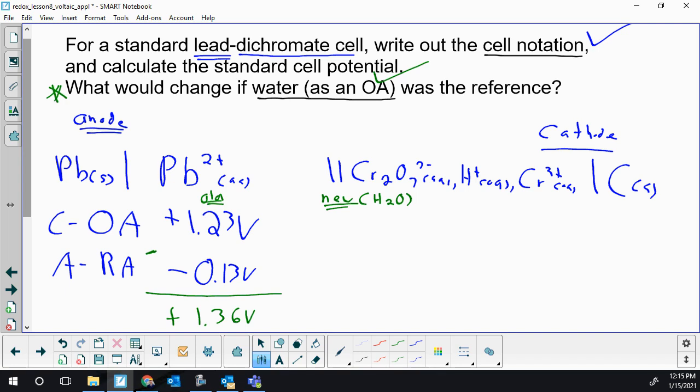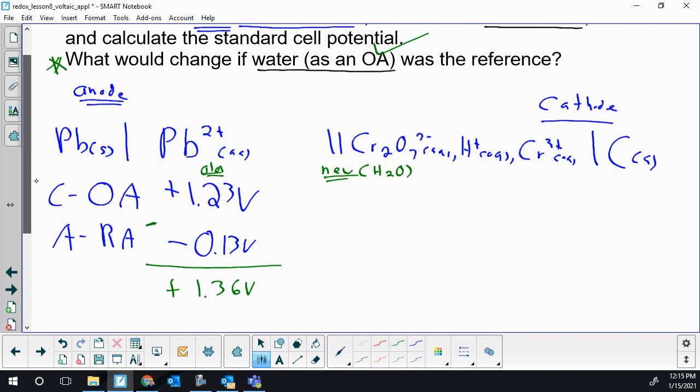So let's mark that in our table. I'm referring to using water as an OA as the new reference. I've got to find it. It's way down low, just below the zinc. It's minus 0.83, the reduction potential with hydrogen as the reference. We're going to switch water to be the new reference. Water is now going to be 0. That's what it means as the new reference.